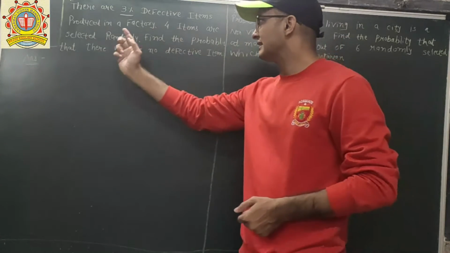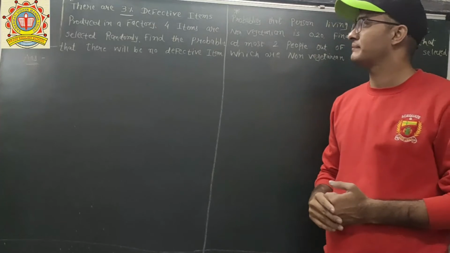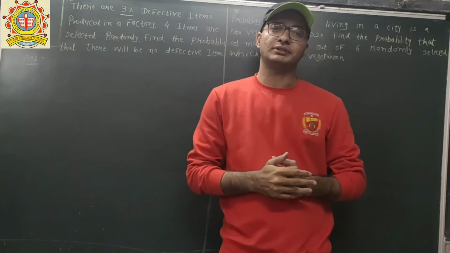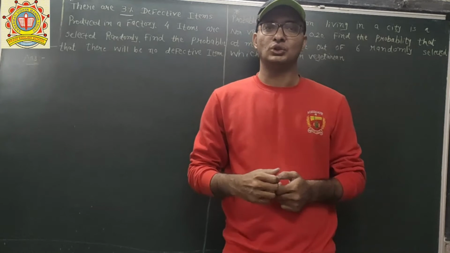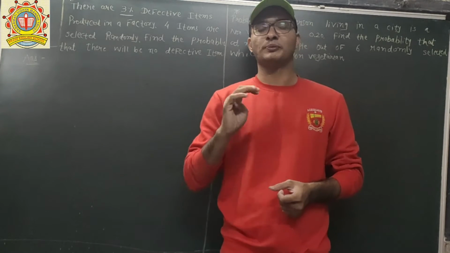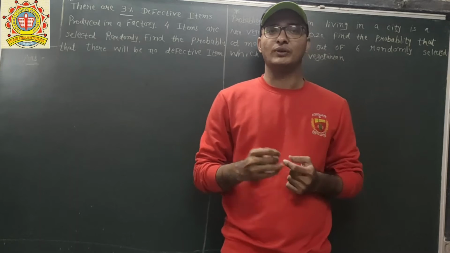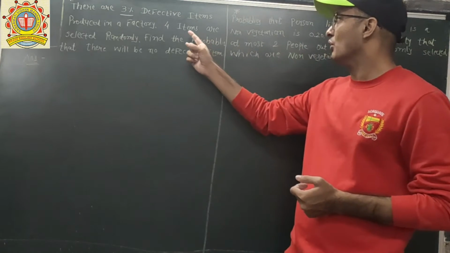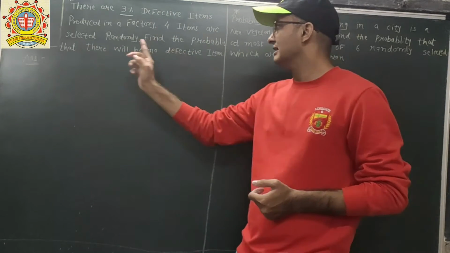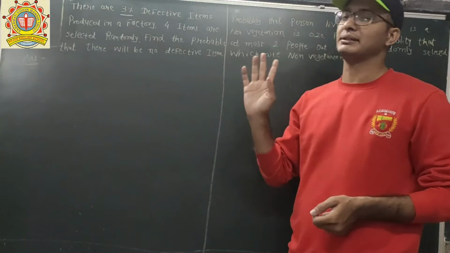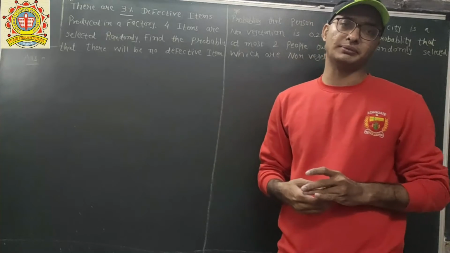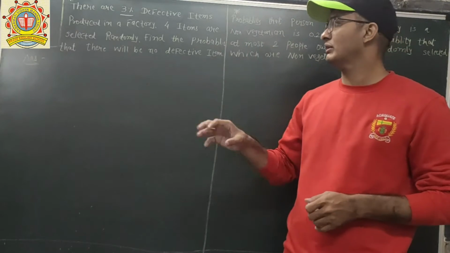4 items are selected randomly. It means after completion of production, there is some person like a supervisor who is observing this production, and he selected randomly 4 products, and he checked whether each is defective or not. Find the probability that there will be no defective items. Means all are non-defective.